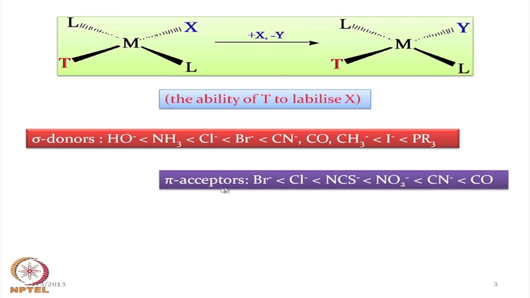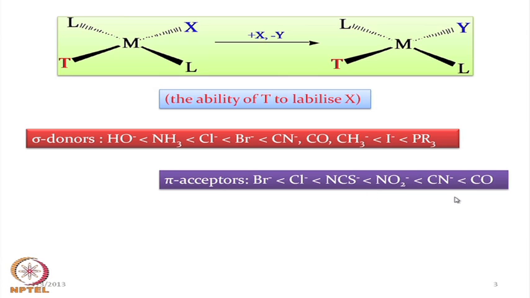Similarly, for the pi acceptors, the order is typically a different type of order, where the position of Br⁻ and Cl⁻ is different, because Cl⁻ will have higher pi acceptance capability compared to Br⁻. Then thiocyanate is also higher than Cl⁻, then nitrite, then cyanide, and then CO. Here we have clubbed cyanide, CO and CH3⁻ together, but CO will have a higher pi acceptance capability compared to CN⁻.